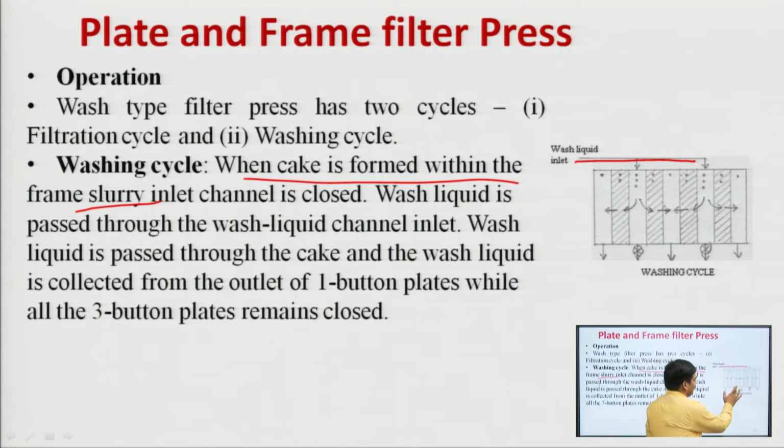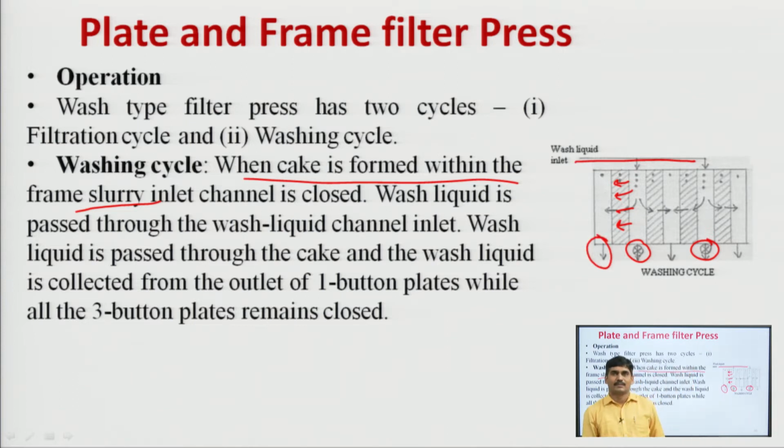So, the outlet of this 3 button plate during washing cycle is closed, so that as the liquid enters into this 3 button plate, it passes through the frame and takes out the cake, and the wash liquid is collected from the 1 button plates, while all the 3 button plates remains closed.